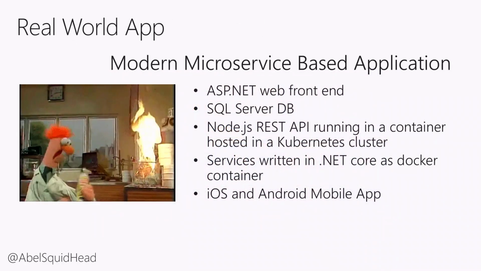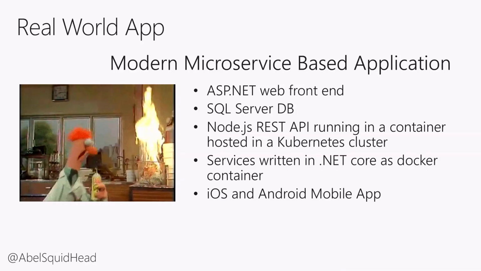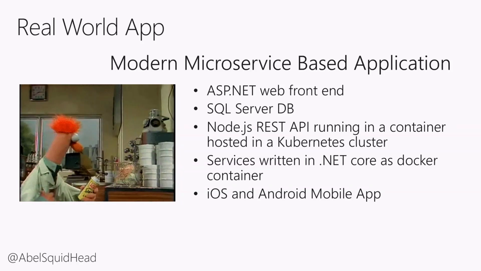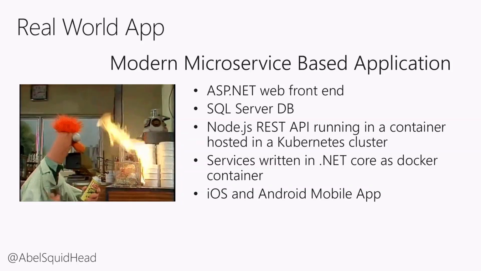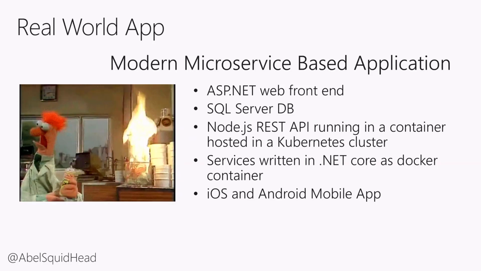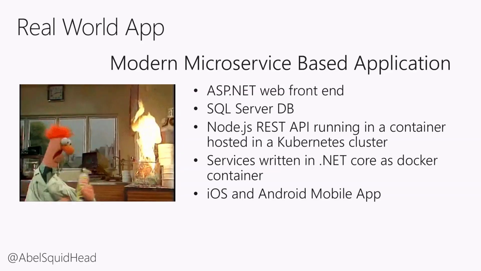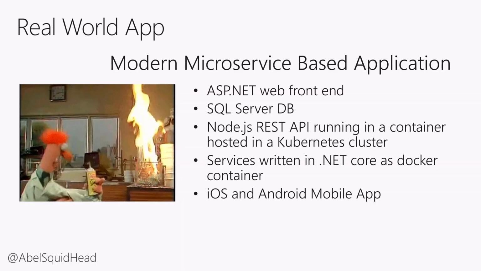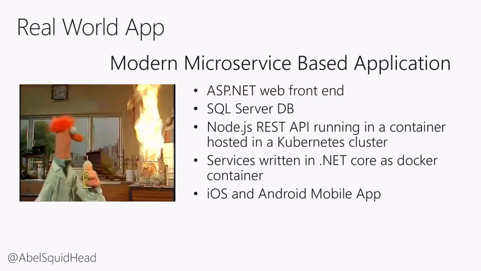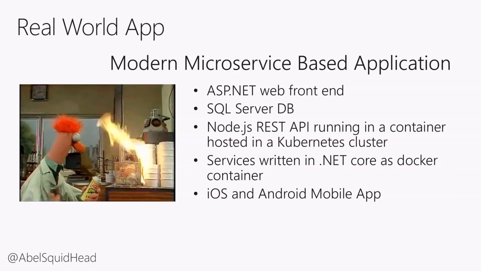The real world app that I did is a modern microservice-based architecture application. It has an ASP.NET web front end, and we're talking old school ASP.NET, right? This isn't Core, this is ASP.NET old school. It also has a SQL server running in the background. It also has a REST API that is written in Node that I want to run in a Kubernetes cluster. And there's also a services layer that's also written in .NET. Right? And I want to run this as a container as well. And then finally, there's a mobile app for this as well, so iOS and also Android.